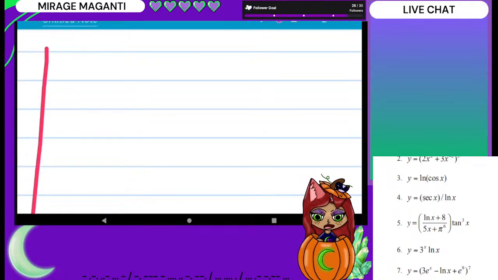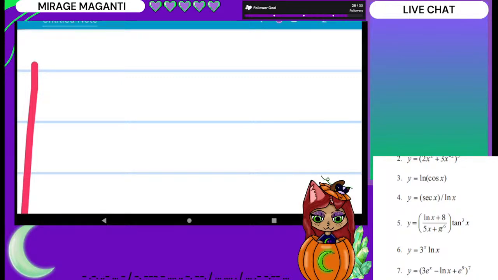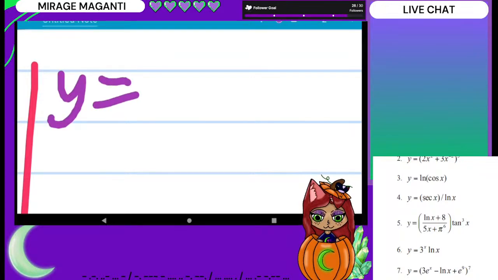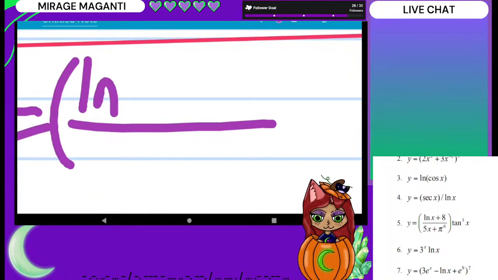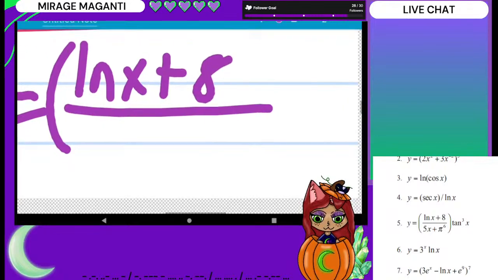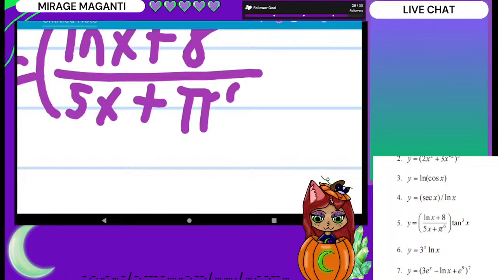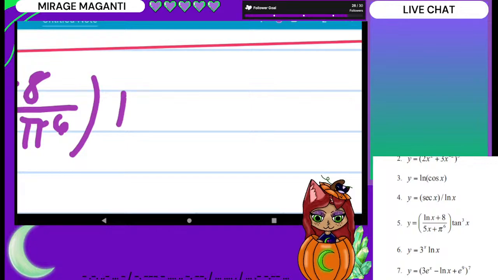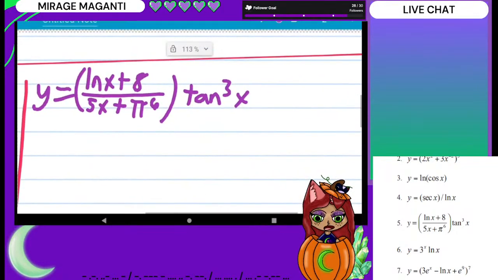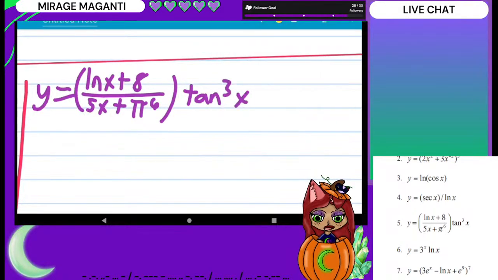Okay, so 5 is a big one. Y is equal to the natural log of x plus 8 over 5x plus 6, whole thing times tan 2x. Okay. So this one is kind of layered. So it has a few different things.